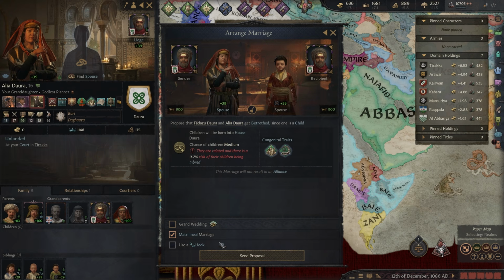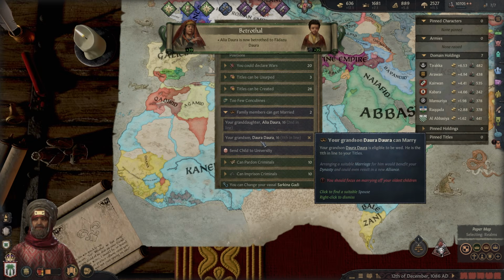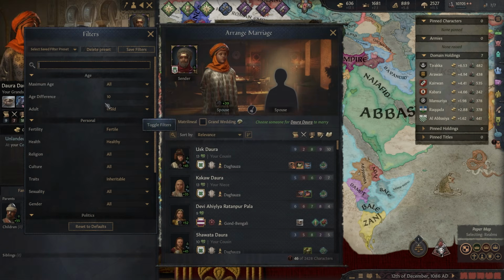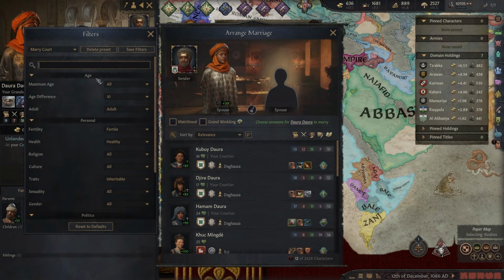Let's do this. Okay. Next, my grandson needs to get married. Well, for you, because I don't care as much, we're going to go to the marry court filter.